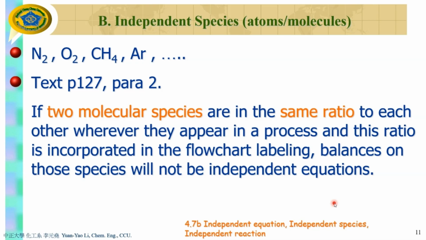What does this mean? For example, if you have 4 species, 5 species, and 6 species, but the nitrogen and oxygen are always in the same ratio. What does that mean? It means that you just introduce air into this process, because air is about 21% oxygen, 79% nitrogen. It's always a constant ratio. It never changes. So you cannot regard oxygen and nitrogen as two species. You can only regard them as one species, which is air.